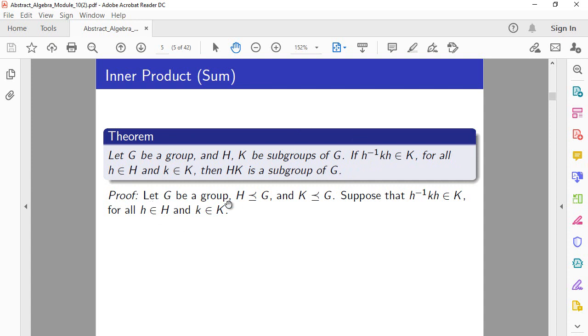So we're going to start proving this. Let G be a group and let H and K be subgroups of G. So H is a subgroup of G, K is a subgroup of G. And let's suppose that H inverse KH is in K for all H in H and K in K.